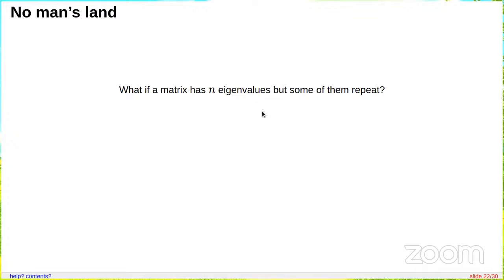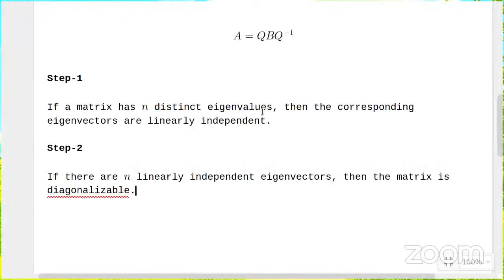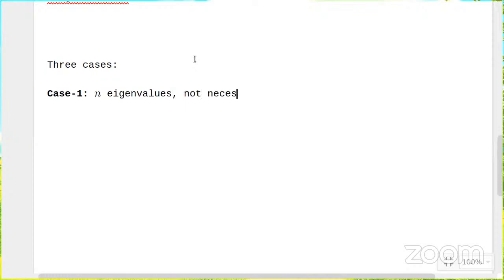Okay, so when the eigenvalue is repeated, then the positive test will fail, right? We look at these, they are not linearly independent. One second, I'll just list down the three cases. So case one is, you have n eigenvalues, you have n of them, not necessarily distinct.